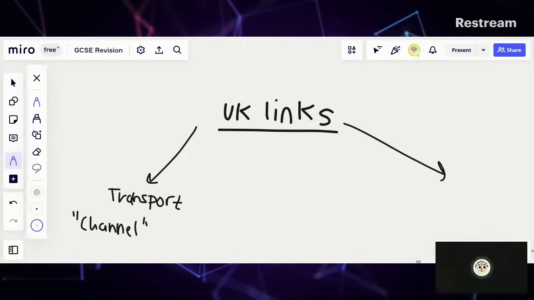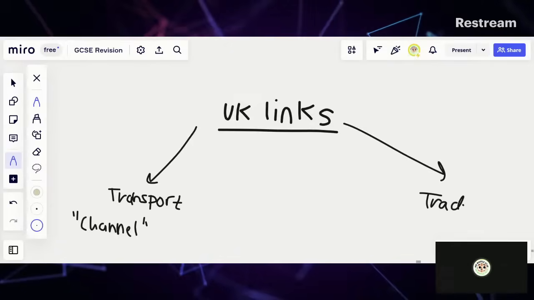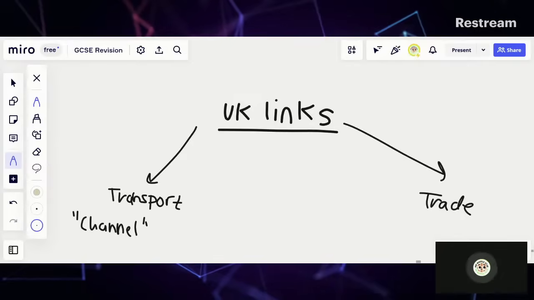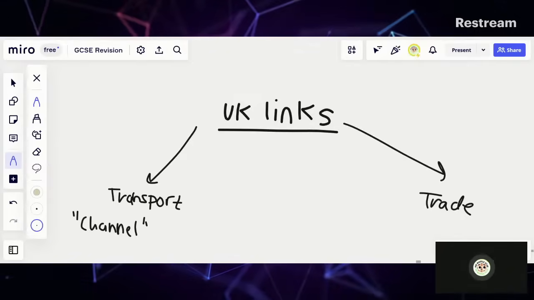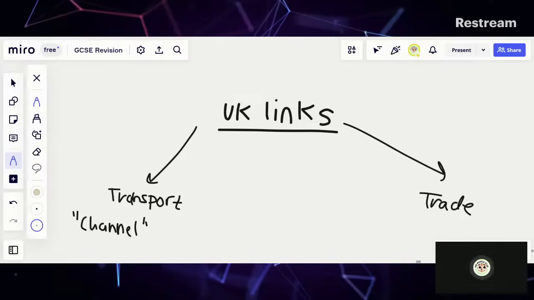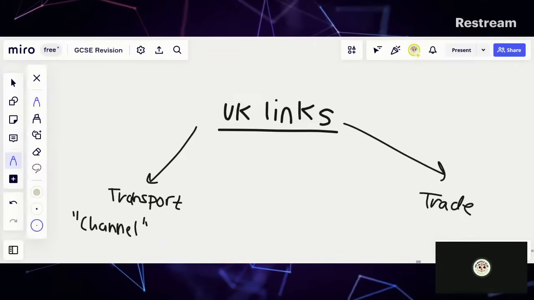Now, another method of UK links is things like trade. So the UK trades globally. It doesn't just trade within Europe. It also does, although there's a lot of imports, there's lots of exports as well. So the UK exports $160 billion worth of things.